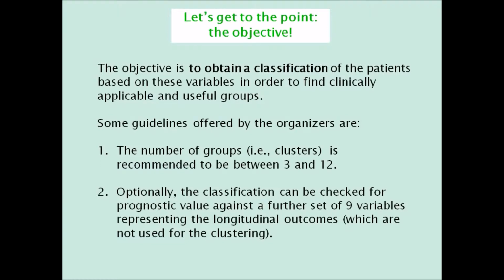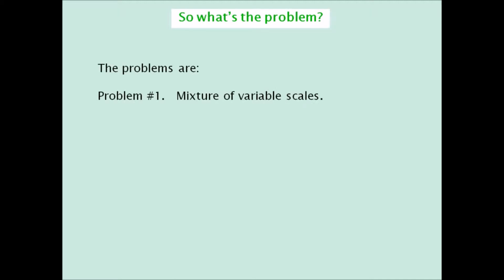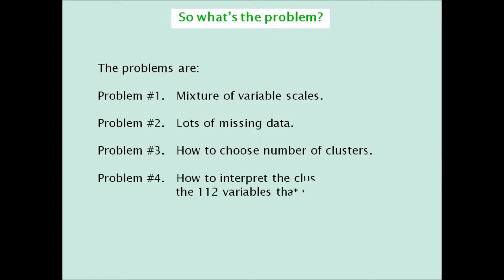The problems that have to be faced with this challenge are the following. First, the mixed scale nature of the variables. Second, there are lots of missing data. Almost 7,000 values are missing. That is 6.7% of the data. Third, a way of selecting the number of clusters is needed. And fourth, the final clusters need to be interpreted according to the 112 baseline variables used.